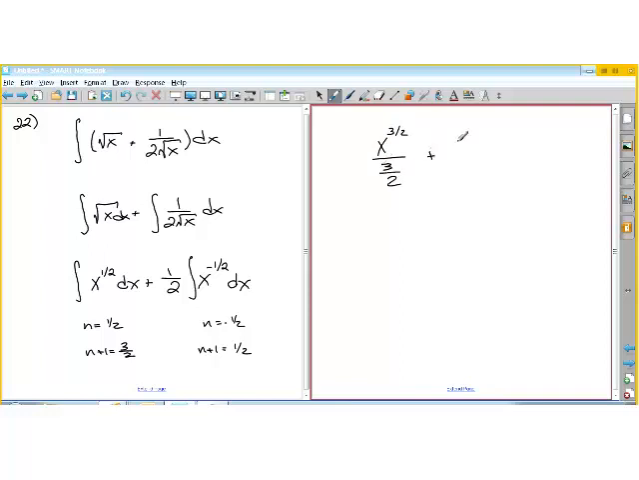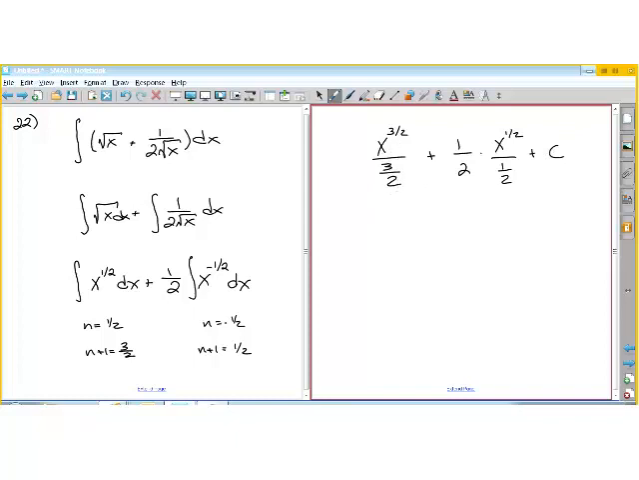The second term, we have our constant we place out front. Then we have the integral here, so we get x to the positive 1/2 power divided by 1/2. And then we add an arbitrary constant to both terms. One arbitrary constant.